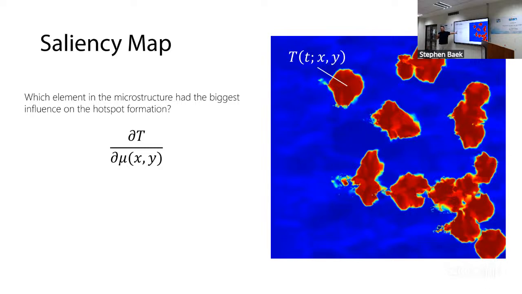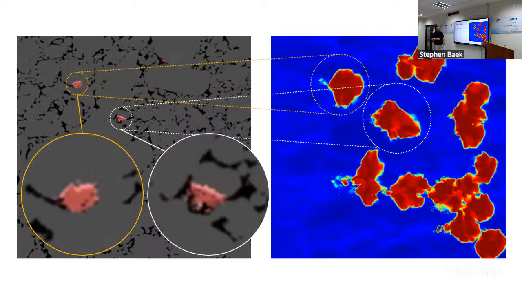Again, it's not exactly the evaluation of the derivative. It is a lot more sophisticated than that, but in a nutshell, we're basically evaluating that. Now, this is kind of my favorite visualization, which is we calculated that derivative and then applied a threshold. And then the ones with the large value of the derivative, we highlight as red and then superimpose on top of the microstructure image.